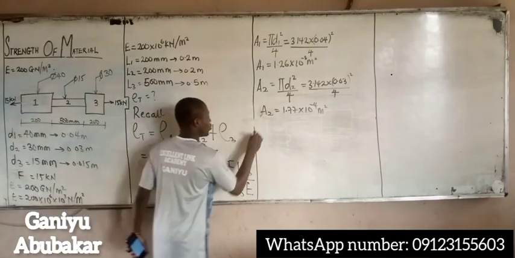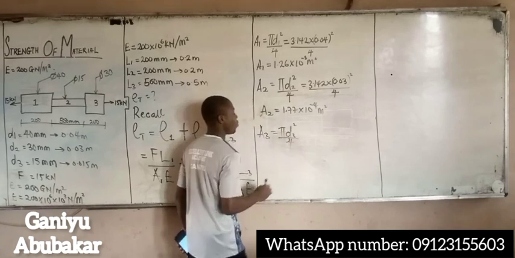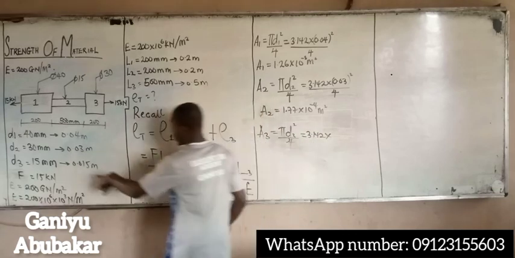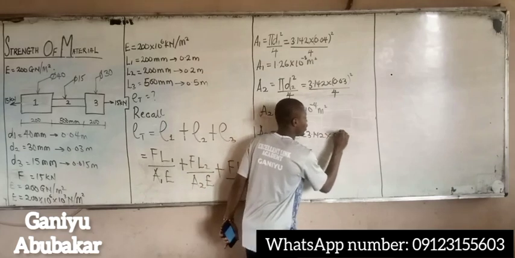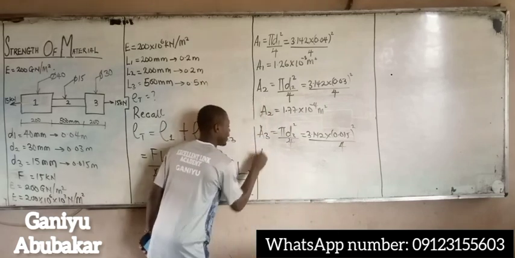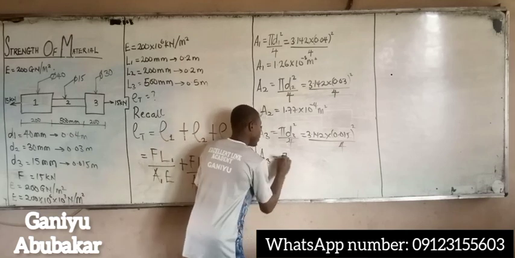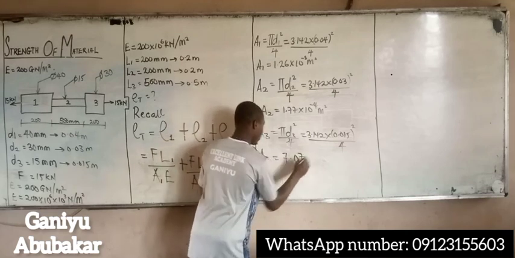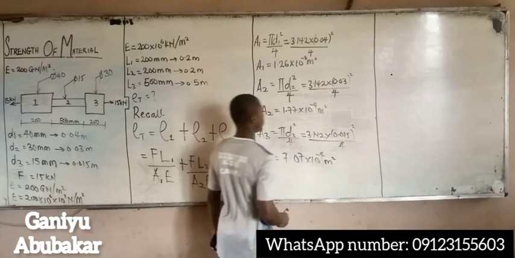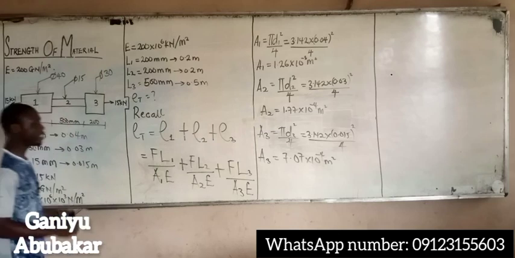Also, I need to get area section 3, which is equal to pi d3 squared over 4. Pi is 3.142 multiplied by diameter section 3, which is 0.015, all squared over 4. So my final area here, area section 3, will be equal to 1.767 times 10 to the power minus 4 meter squared. So ensure that your unit is in meter squared. So I've gotten my areas now.